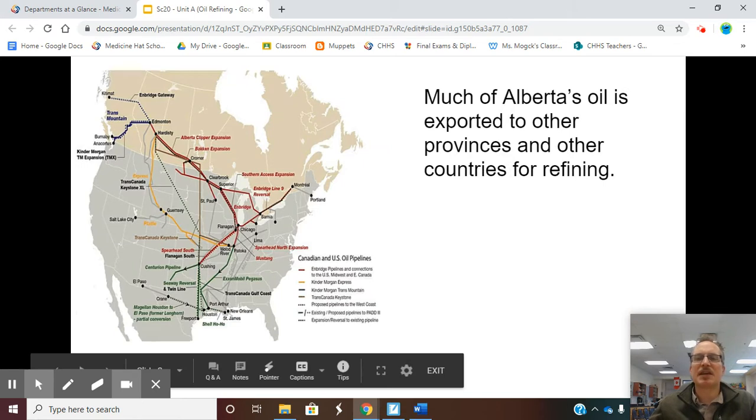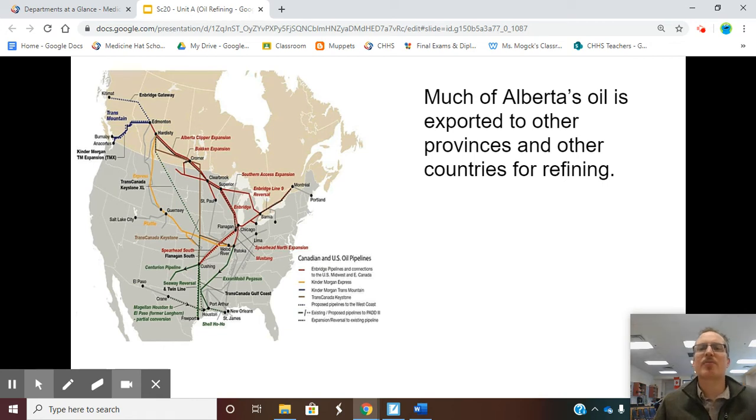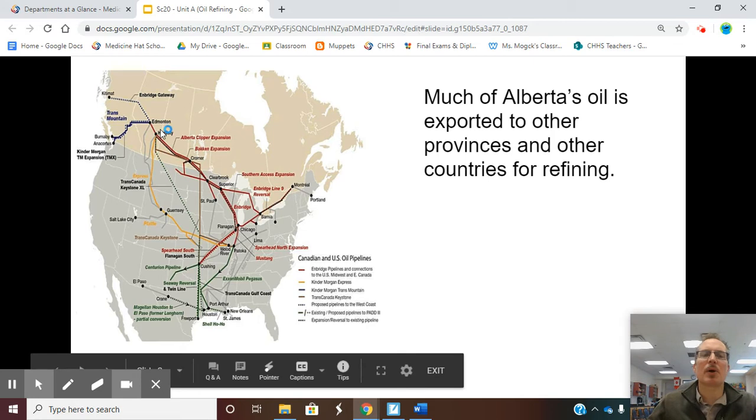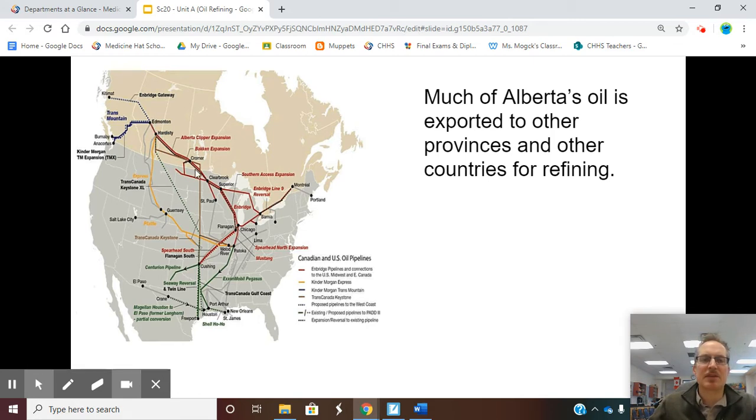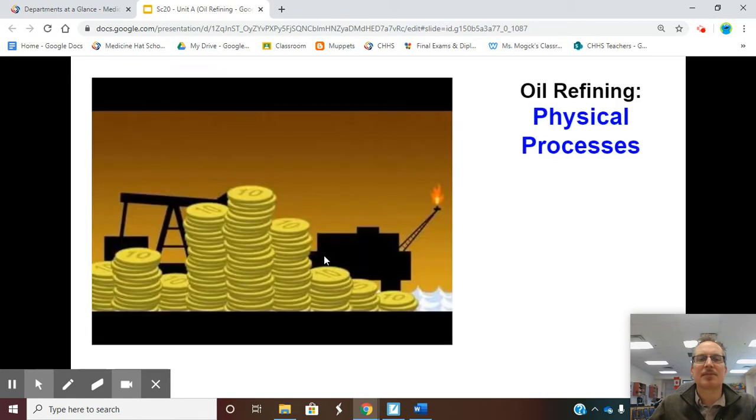Now, much of this shipping actually occurs through Alberta to other provinces and to other countries. And so we can see here are our oil pipelines. Up here is Edmonton, and we can see there's a number of different pipelines that go not only across Canada, but also down into the United States.